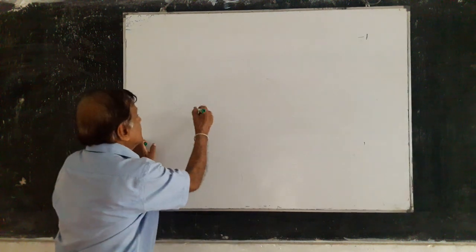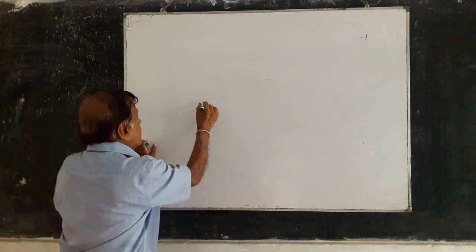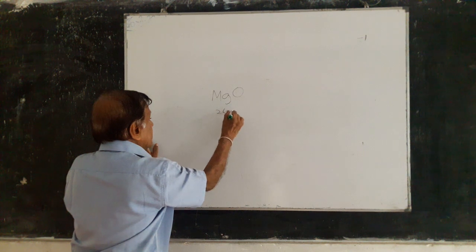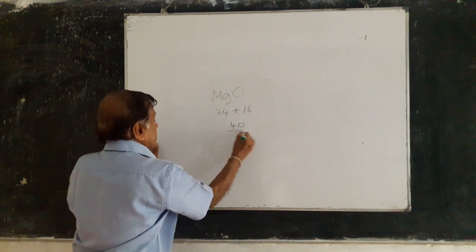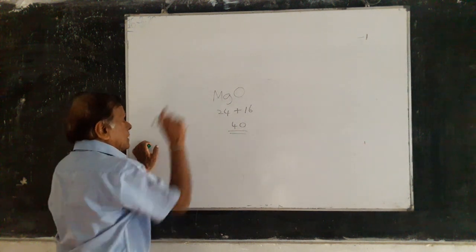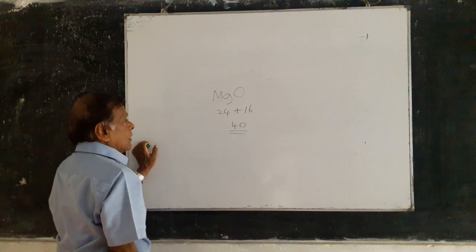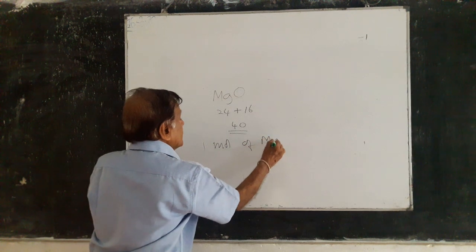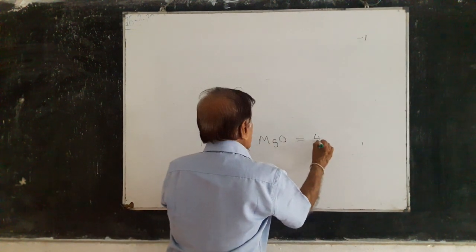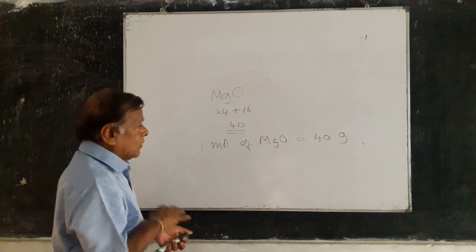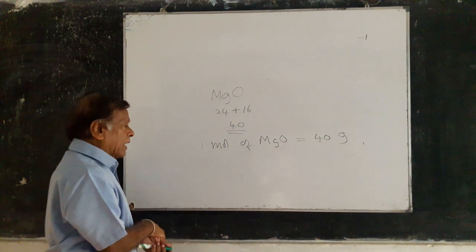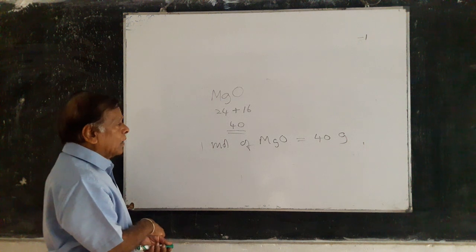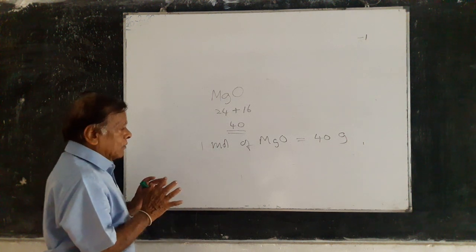Another example. Half a mole of magnesium oxide. MgO, 24 plus 16, 40. This is the formula mass. This is an ionic compound. Formula mass of MgO is 40. Therefore, one mole of MgO is 40 grams. One mole, 40 grams. Half a mole, 20 grams. One fourth of a mole, 10 grams. In 80 grams, you have 2 moles. So you can do calculations like this.